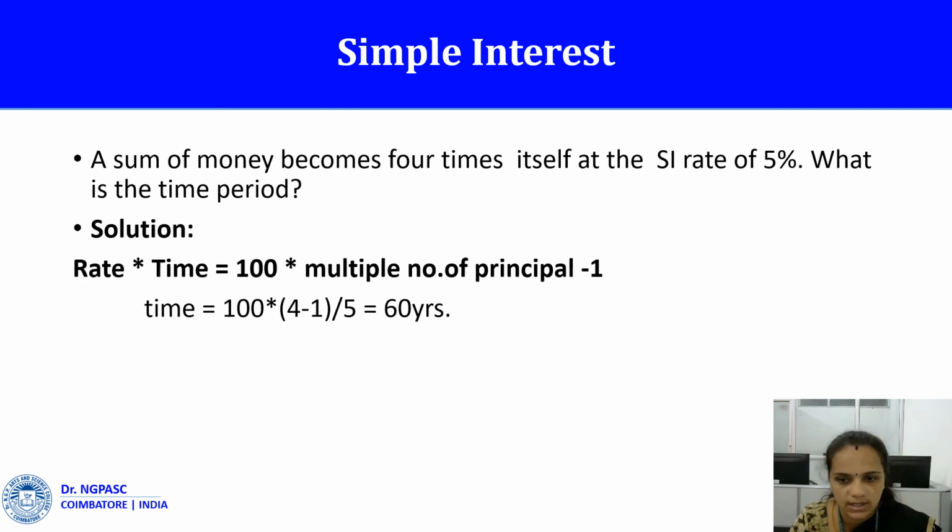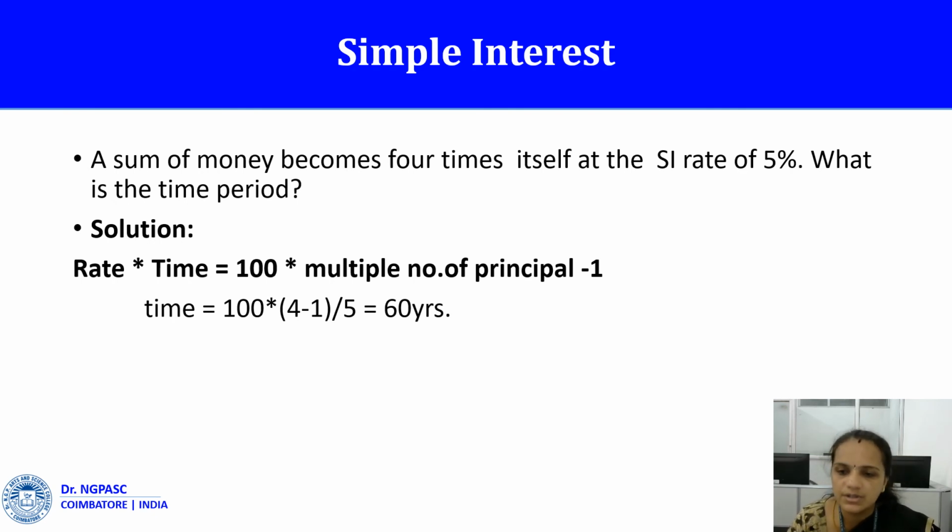We can do it by this, or else we can take the principal as 100. So 100 becomes 4 times, right? 4 times means 400. Extra what do we pay? 300 rupees we pay, right? 300 divided by rate of interest. If the rate of interest is given, we have to divide the interest by the rate of interest. If the number of years is given, interest divided by number of years.